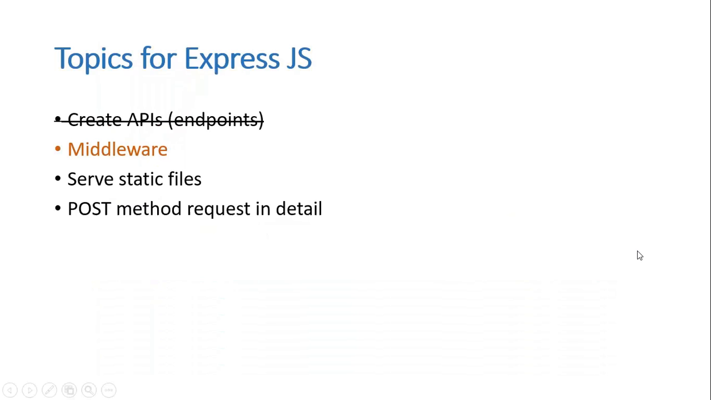So now we'll move to the next feature of Express JS, which is middleware. In the previous session, we dealt with how to create the APIs, the endpoints, or the routes. We also dealt with how to pass the response as JSON, and status codes like 404, 403, which is for unauthorized. Now in this session, we'll be dealing with middleware. What exactly is middleware?